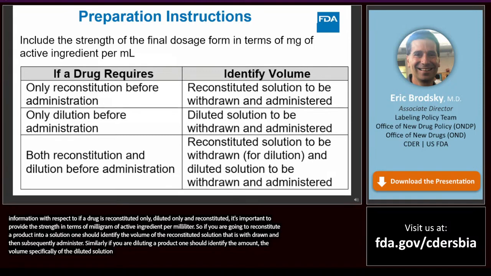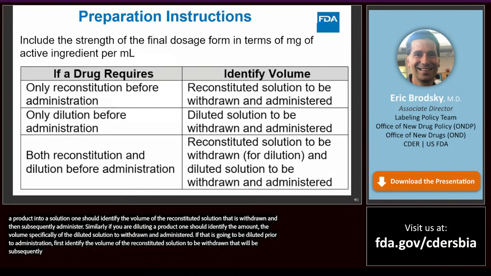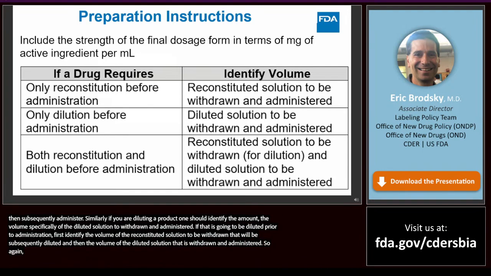However, if you have a for injection dosage form, let's say, and that is going to be first reconstituted and subsequently diluted prior to administration, one does two things. First, identify the volume of the reconstituted solution to be withdrawn that will be subsequently diluted, and then the volume of the diluted solution that is withdrawn and administered. So again, reconstitution first, then dilution, and then administration.